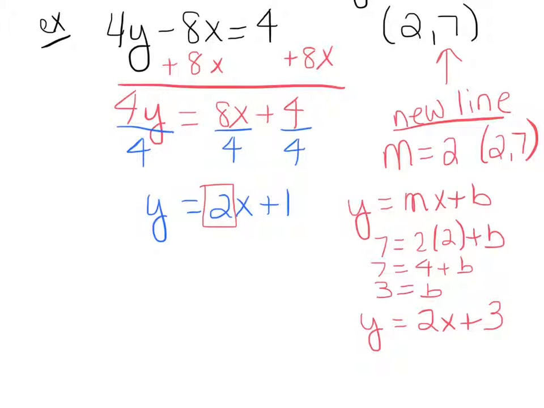So when we look at these two equations, they do have the same slope, 2, but most importantly, they have different y-intercepts. One has plus 1, the other has plus 3, because we remember that equations of parallel lines have the same slope and a different y-intercept.